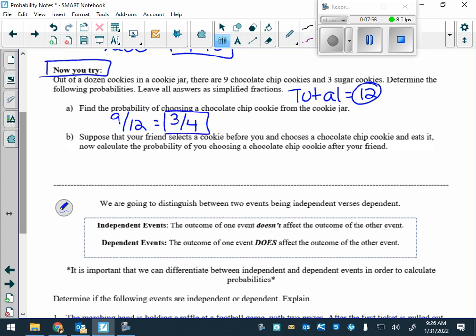which is 3/4. Okay. Suppose that your friend selects a cookie before you and chooses a chocolate chip cookie and eats it. Now calculate the probability of you choosing a chocolate chip cookie after your friend. Go ahead, Kip. 8 out of 11. Why is it 8 out of 11? Jaden. Perfect. Excellent. How many of you did get 8 out of 11? Perfect. So that leads us to 2 things.